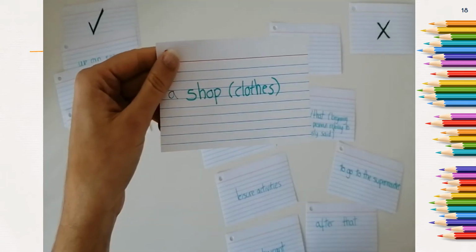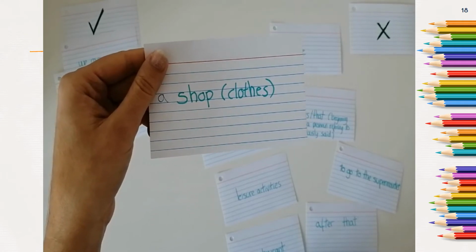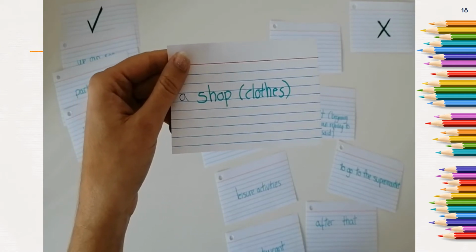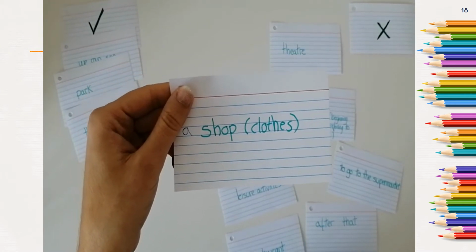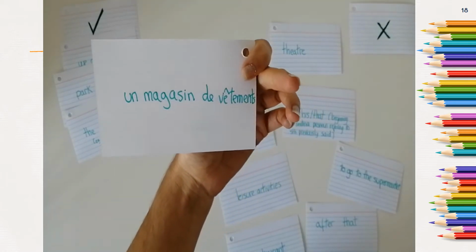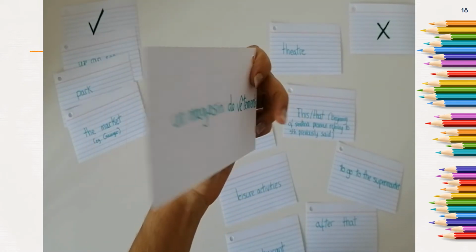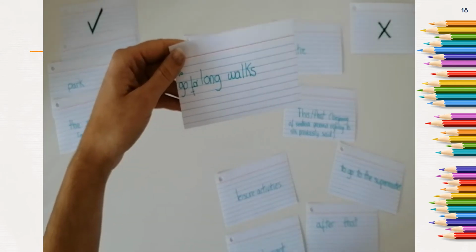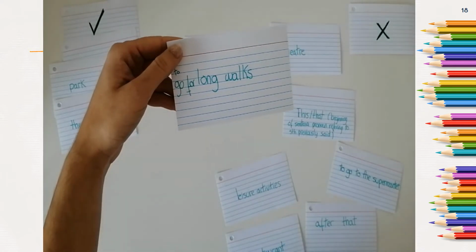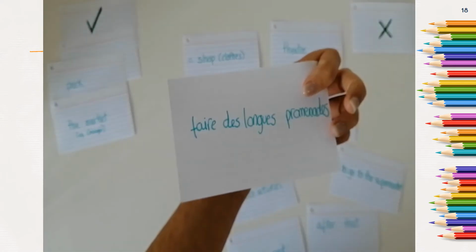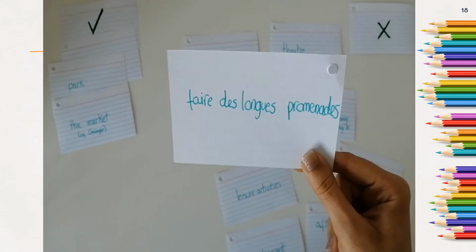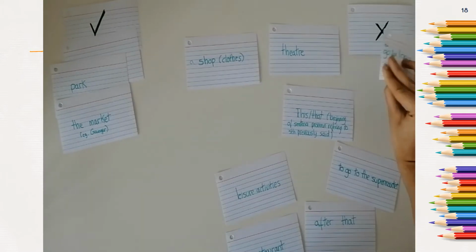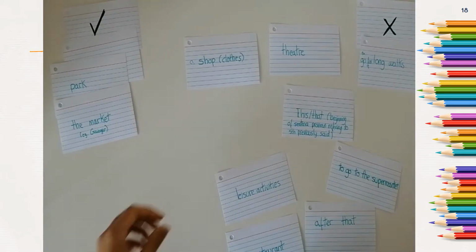A shop for clothes. For example, I'm not so sure about this one. I think it's un magasin de vêtements. And yes, it is correct, but I doubt it a little bit. So I'm just going to put it down here again, just in case. To go for long walks. Imagine I don't know the translation for this. I'll have a look at this at the back. So it means faire de longues promenades. And then I'm going to put it on the pile for words to go back to.